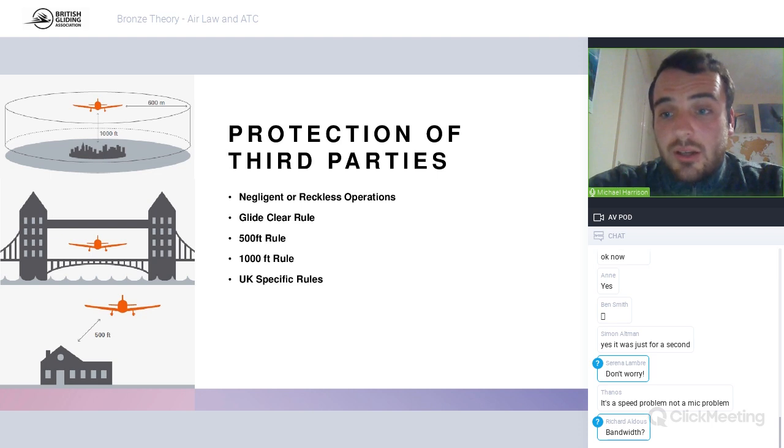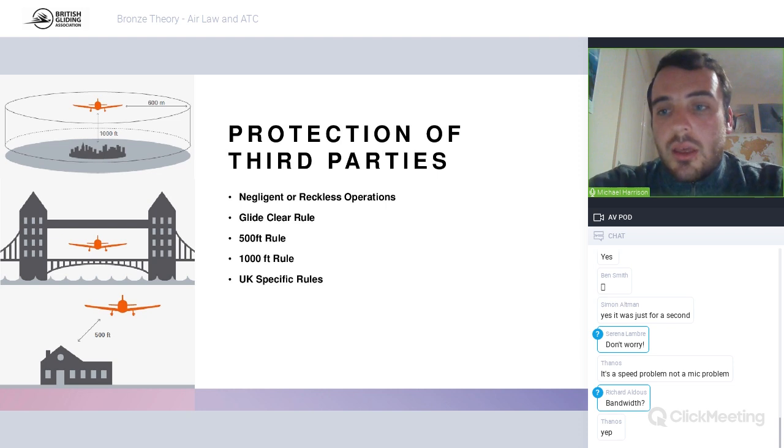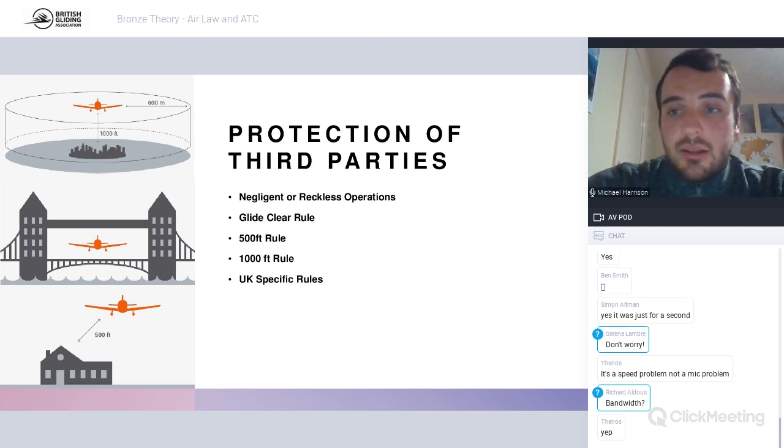The second rule is the glide clear rule. So that one applies to populated areas. A populated area is anywhere which is congested, so that's towns, villages, cities, etc. If you're flying over those, you have to be able to glide clear so that you can land and not cause a hazard to people on the ground.